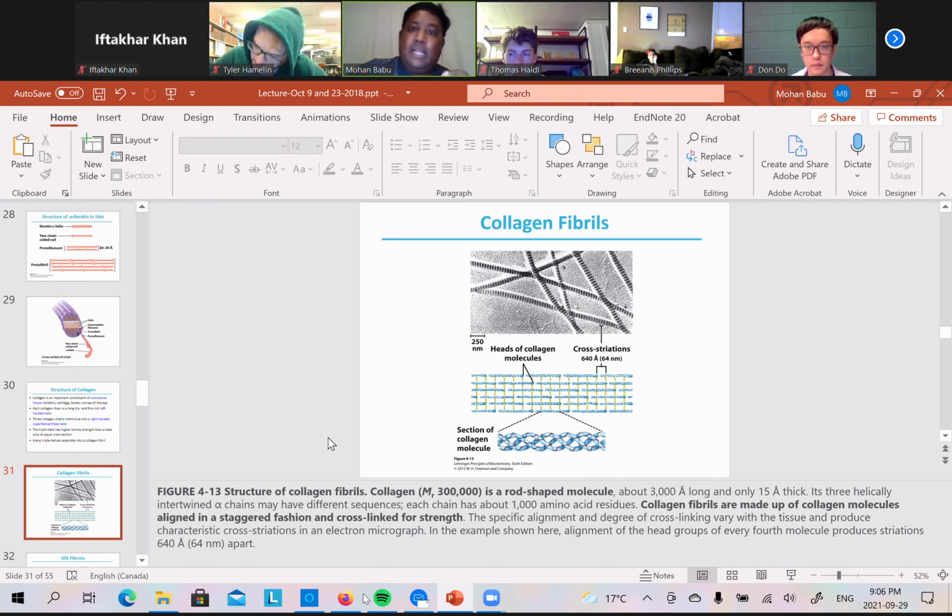Okay, and in the context of collagen fibrils, as I said, cross-linkers are very important because they always give you rigidity or strength. The collagen fibrils are made up of collagen molecules, and the strength is facilitated by these cross-linkers. Okay, so it's very, very important. So these are electron micrographs showing this rod-shaped molecule of the collagen fibrils.